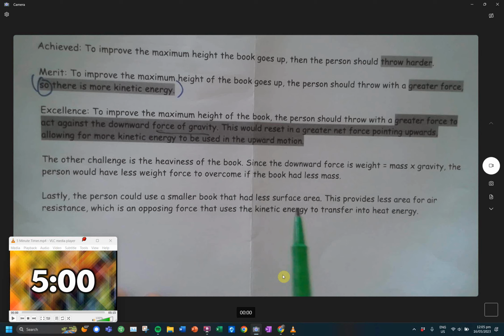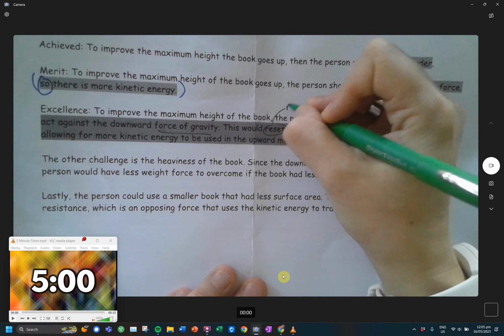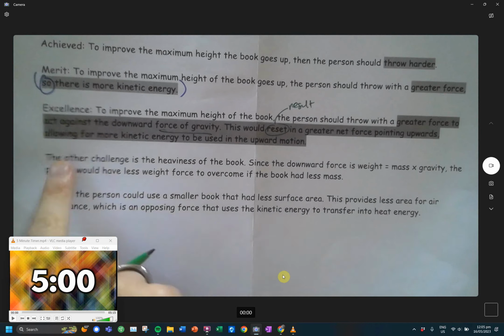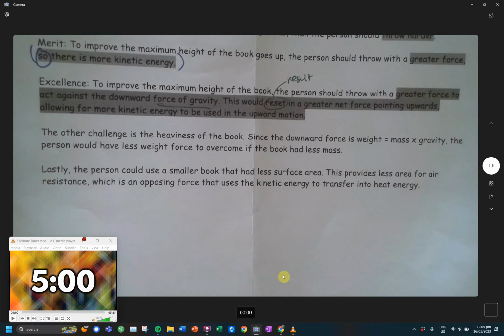This would result, sorry, there's a typo there, in a greater net force pointing upwards, allowing for more kinetic energy in the upward motion. So that's integrating the net force into the answer.